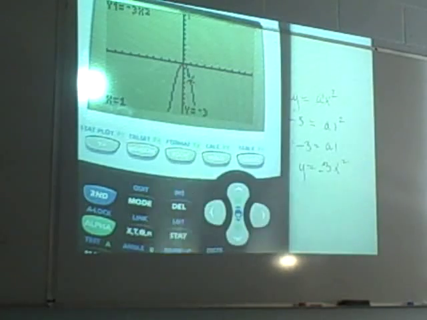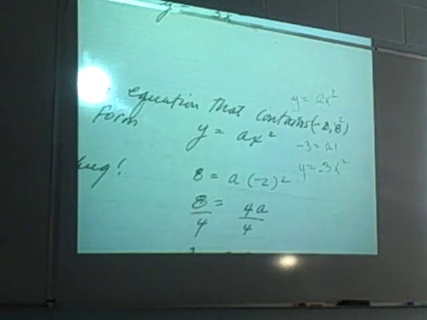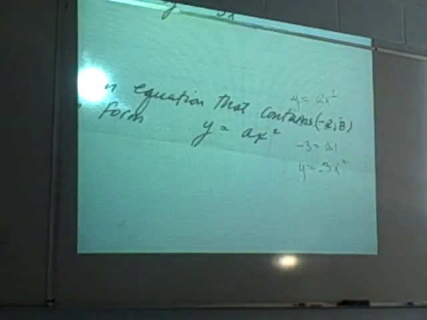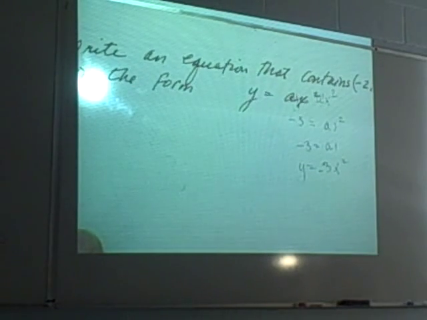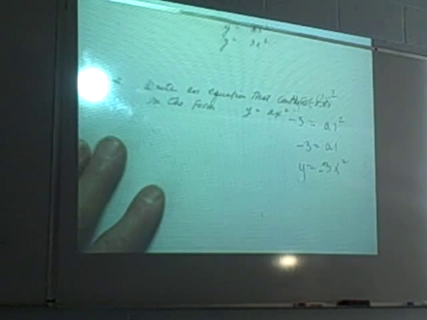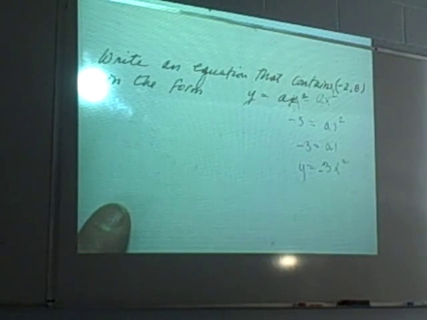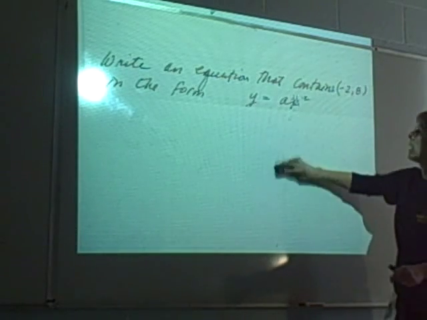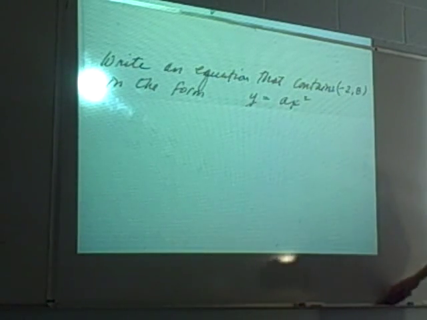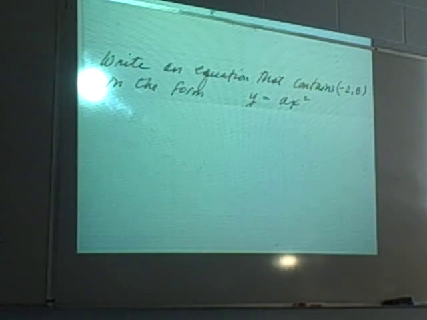How about this one? And this is it, and then I think we're almost done. Okay, so write the equation that contains a negative 2 and an 8 in the form y equals ax squared. Now I'm just giving you the information.